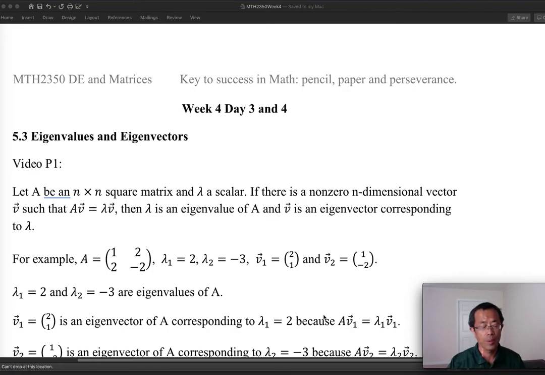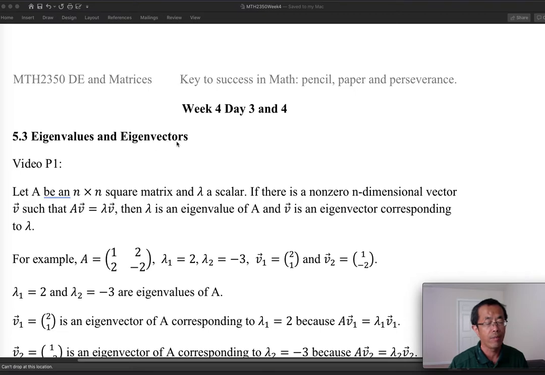And we still have a few more topics about the matrices to cover this time. And so for now, we are moving to chapter 5. And specifically, we are doing section 5.3, Eigenvalues and Eigenvectors.